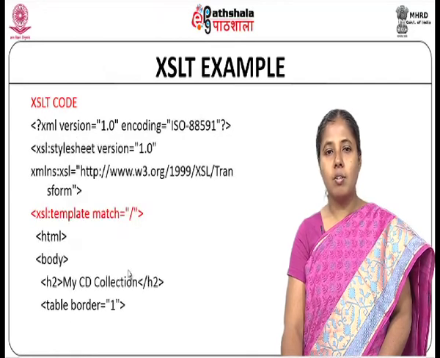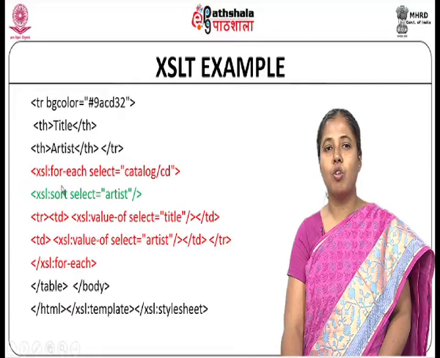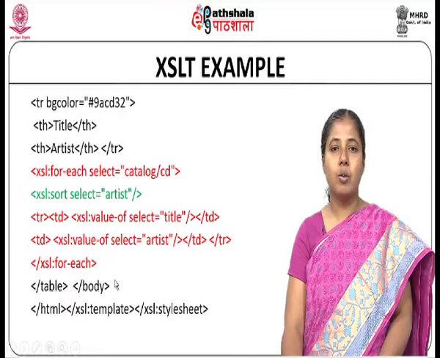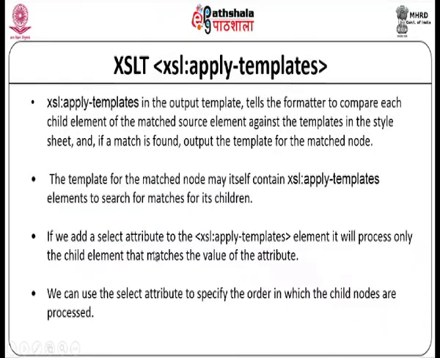Now, this is another XSLT example that describes how you use sort. As I told you, within for-each you can use a sort and select according to the artist, and you can display it. So, you can see that the values are sorted according to the artist.